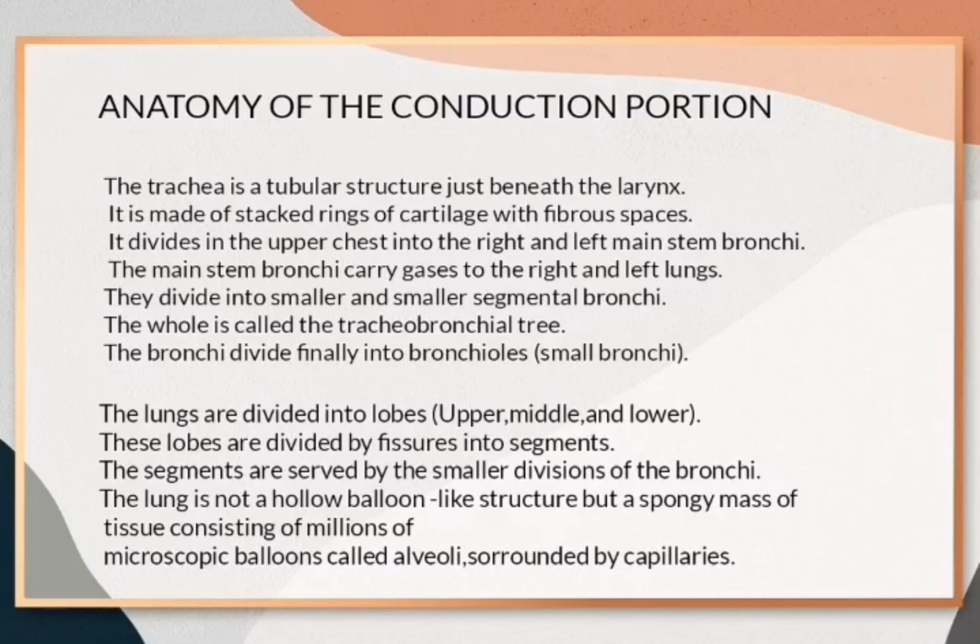It is made of stacked rings of cartilage with fibrous spaces. It divides the upper chest into the right and left mainstem bronchi. The mainstem bronchi carry gases to the right and left lungs. They divide into smaller and smaller segmental bronchi. The whole is called the tracheobronchial tree. The bronchi divide finally into bronchioles, small bronchi.